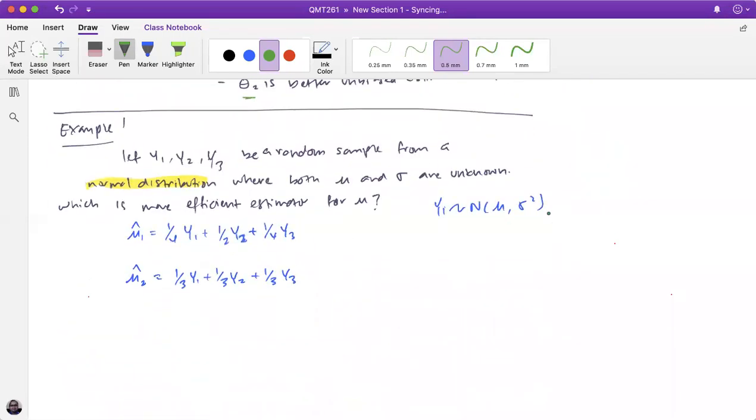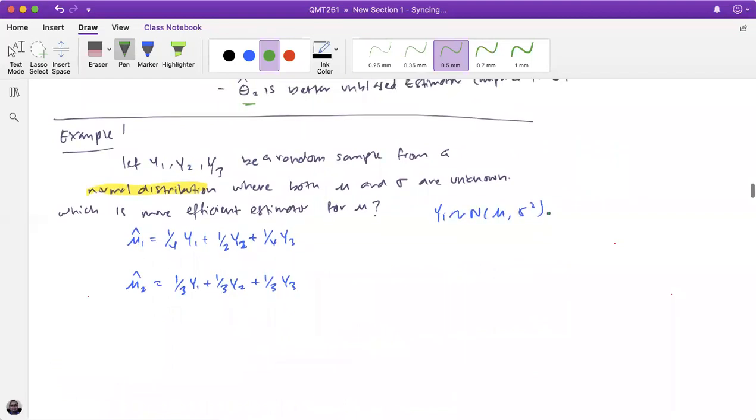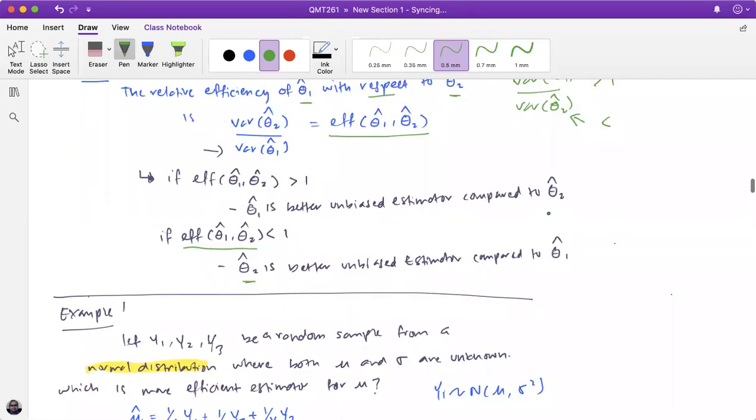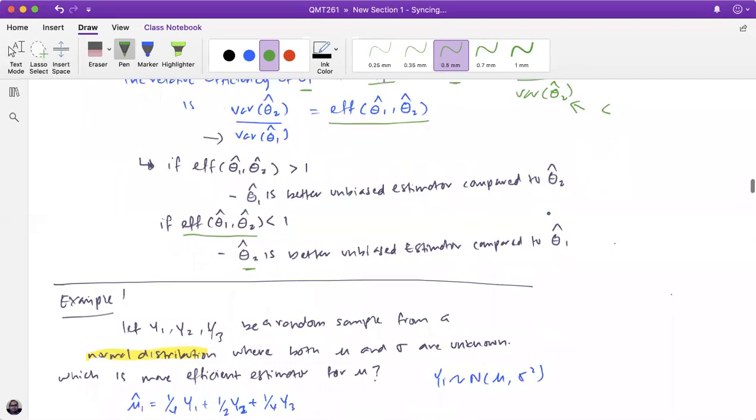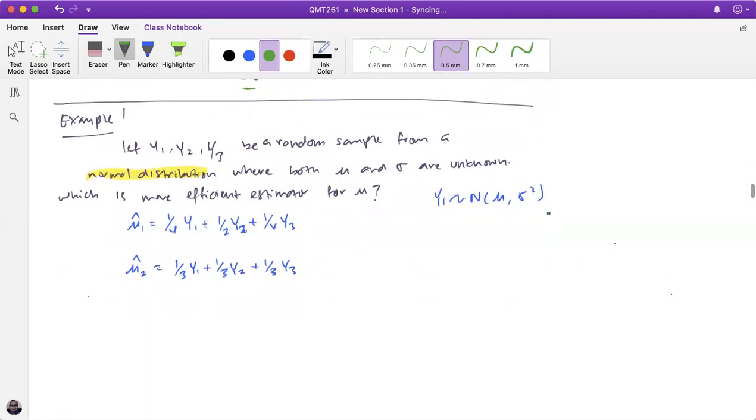Now look at example number 1. So are you clear with the theorem? Yes, sir. Right. So let y1, y2 and y3 be a random sample from a normal distribution where both mu and sigma are unknown. Which is more efficient estimator for mu? Whether the first one, mu1 hat equals 1/4 y1 until y3, or mu2 hat. So we know that yi has a normal distribution with mu and variance.